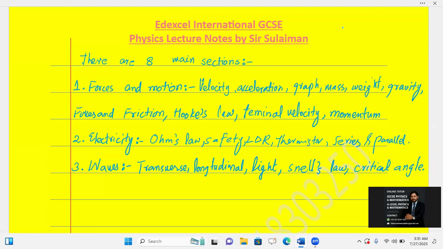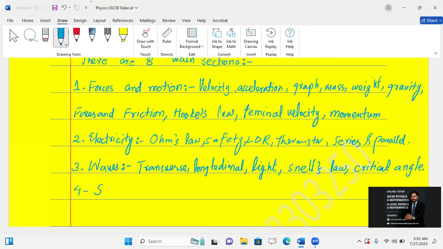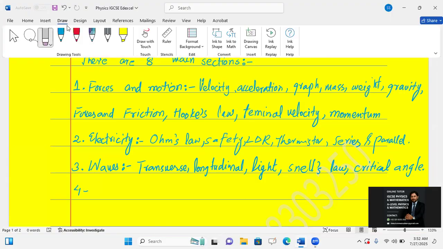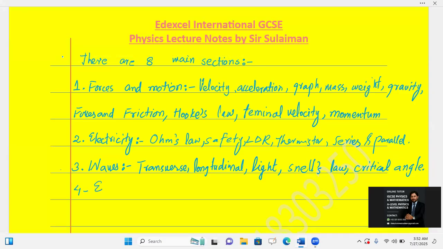After that, section 4 is available. Section 4 is related to energy and its resources. So energy and resources, energy and its resources.